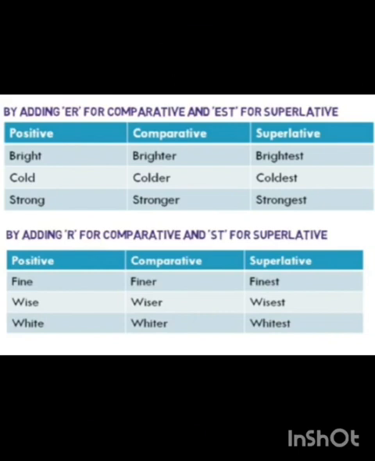Sometimes we form comparative and superlative degrees by adding just R and ST, because we already have E at the end of the word. For example, fine, finer, finest; wise, wiser, wisest; white, whiter, whitest.